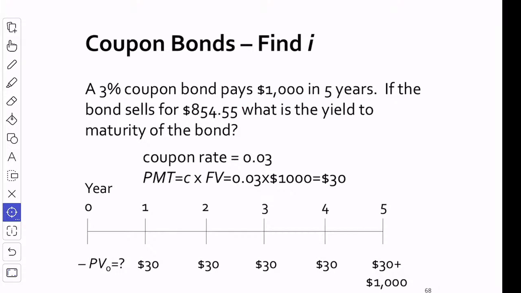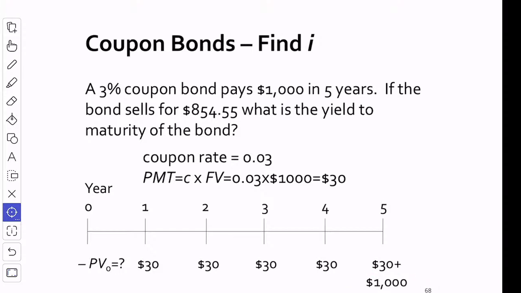I'll explain the difference between effective and not effective shortly. But we can do this is the point. We have all the tools to solve this. The coupon rate is 3%, which tells us that 3% of $1,000 is $30. So this is the timeline for this investment, $30. If you buy the bond for $854.55, that's why it's a negative, you will get these coupons, and then at the end you'll also get the face value of the bond.